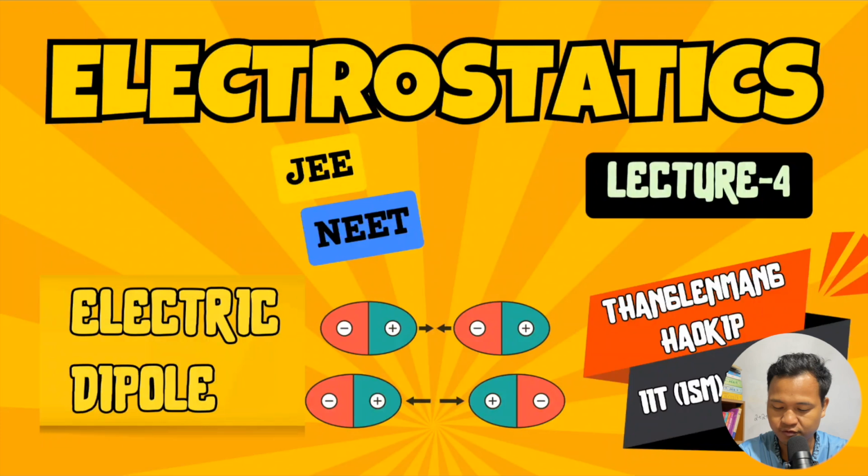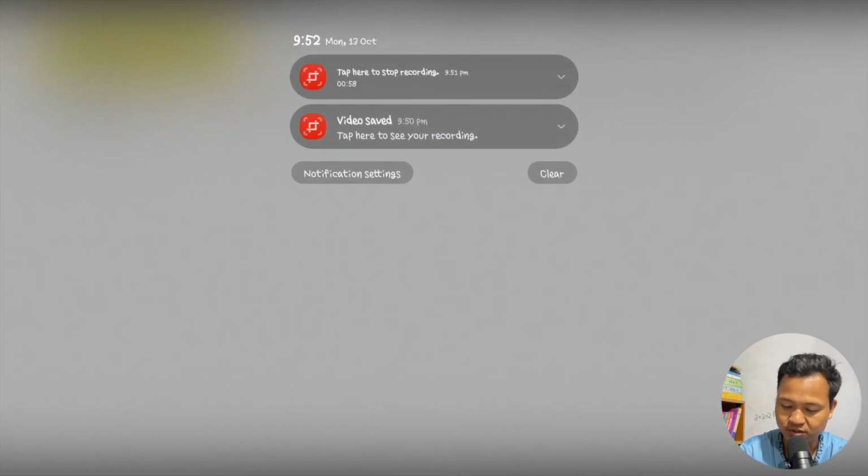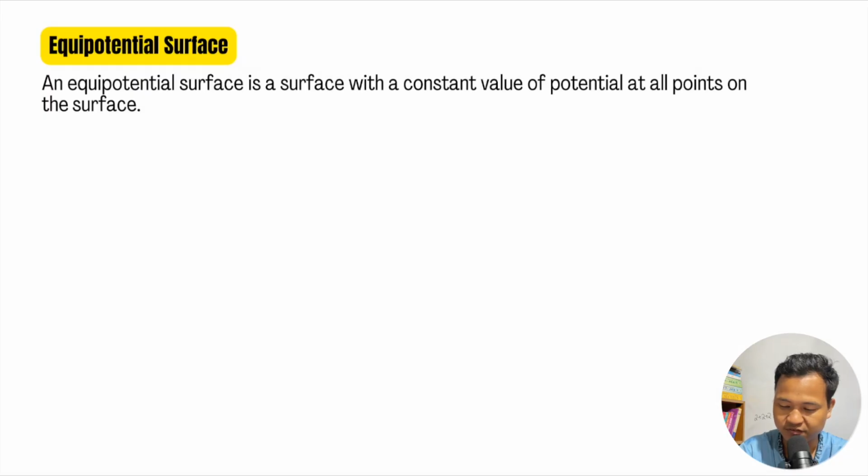Okay, so here in lecture 4 you'll have a dipole: the electric field due to a dipole and the electrostatic potential due to a dipole. Before the dipole, we will discuss the equipotential surface. So first, what is an equipotential surface?